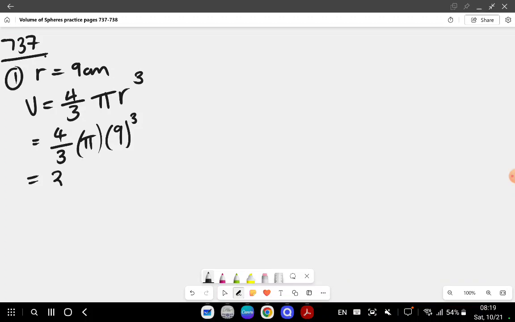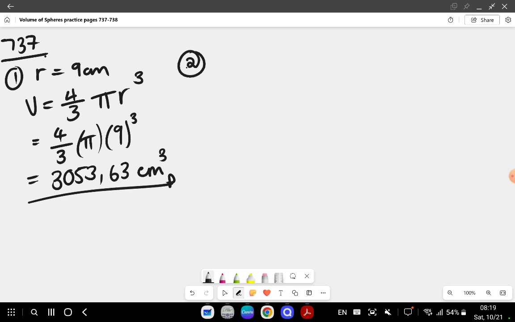3053.63 centimeters cubed. Question number 2.